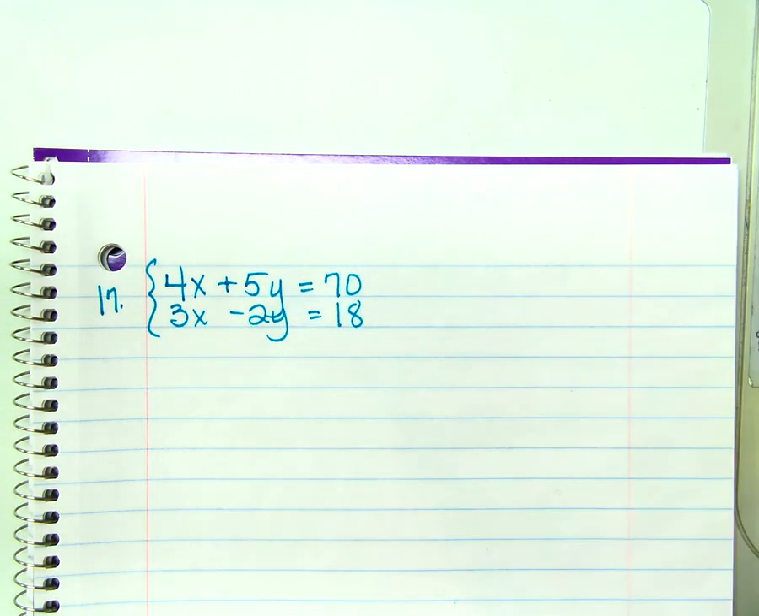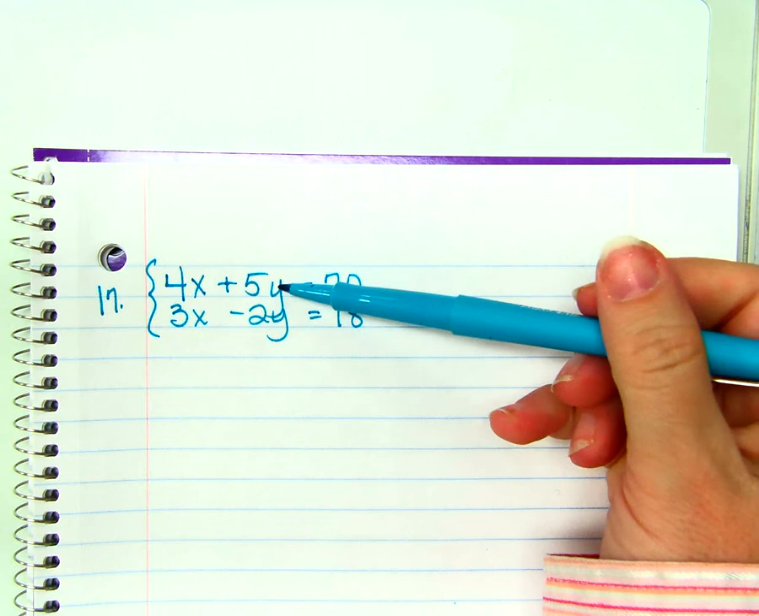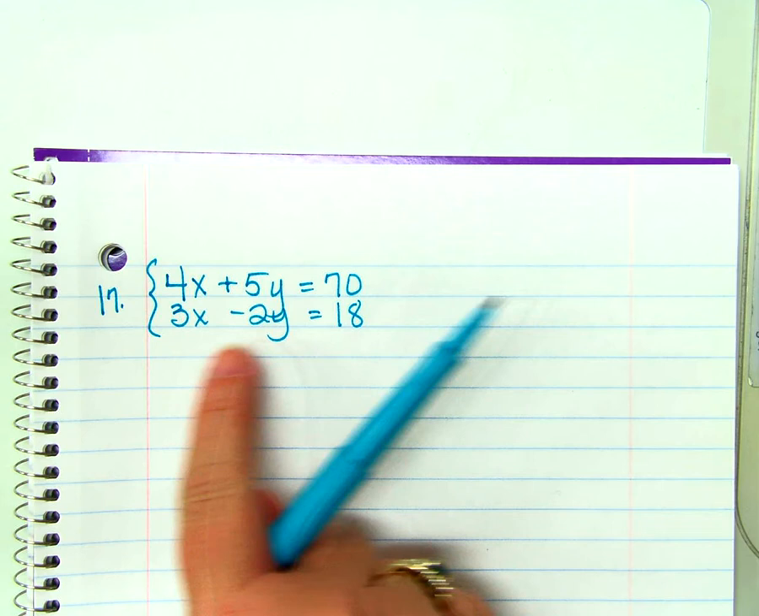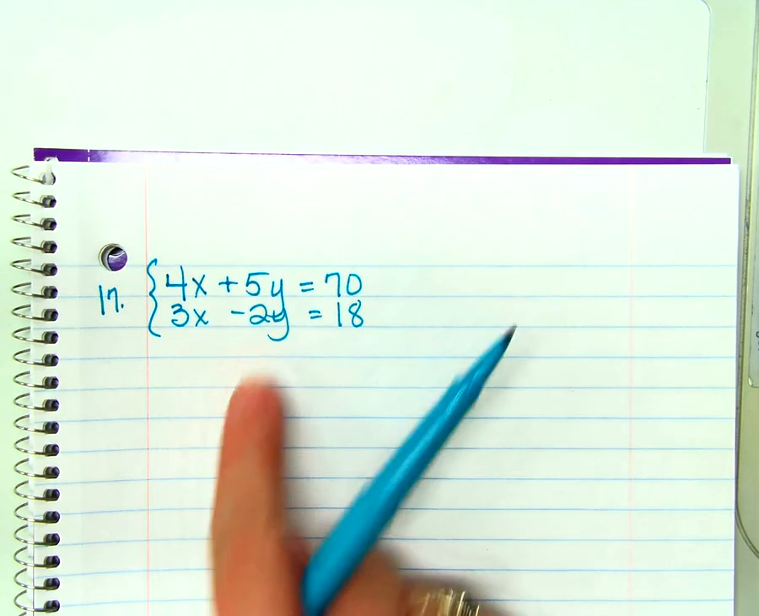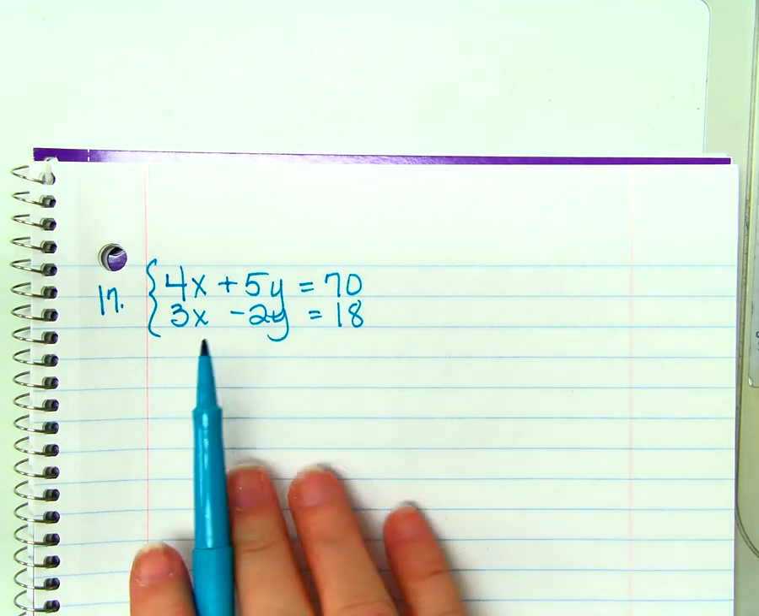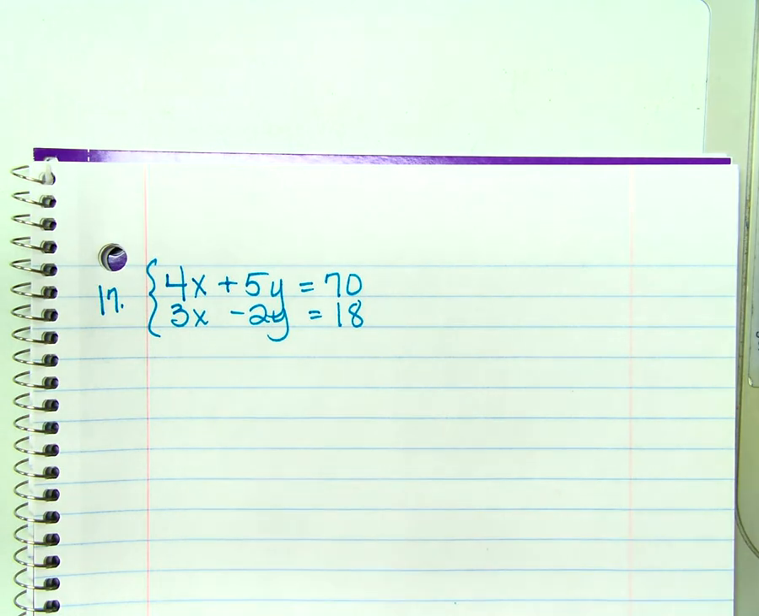But look at the y's also. 5 and 2, that's not very difficult either. We could make both my y values equal to 10. Which one would you do? Would you make your x's 12 or would you make your y's 10? Hopefully, first of all, you need to know that it doesn't matter. As long as you do all your arithmetic correctly, it's not going to matter.